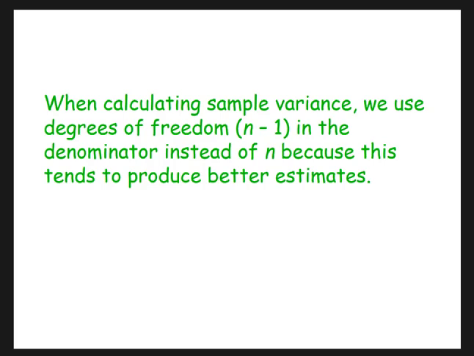When calculating sample variance, we use degrees of freedom, n minus 1, instead of a denominator of n, because it tends to produce a better estimate. Like we said, there's a deep theory behind it, but the simple way of explaining it is that if we know the mean value, then the last value of the set is always predetermined. So there's only n minus 1 values that are actually truly free to vary from the mean.